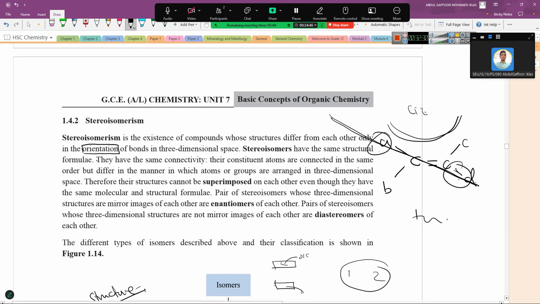Stereoisomers have the same structural formulae and the same connectivity. Their constituent atoms are connected in the same order but differ in the manner in which atoms are arranged in space. So they cannot be superimposed. Superimposed means, for example, if you keep your hand on a mirror, are the image and your real hand superimposable? Superimposable means, can they overlap?